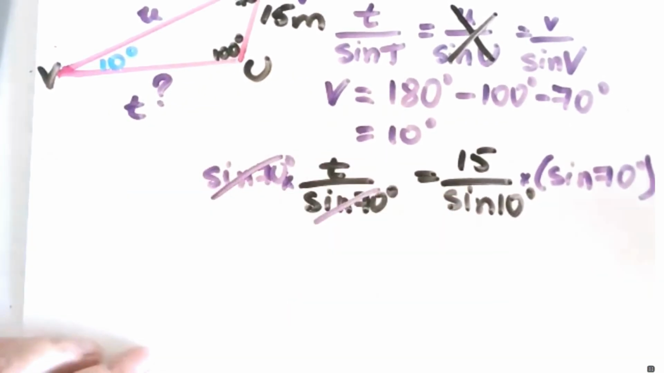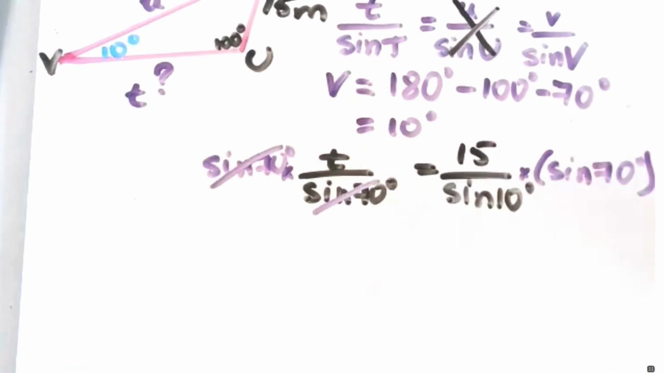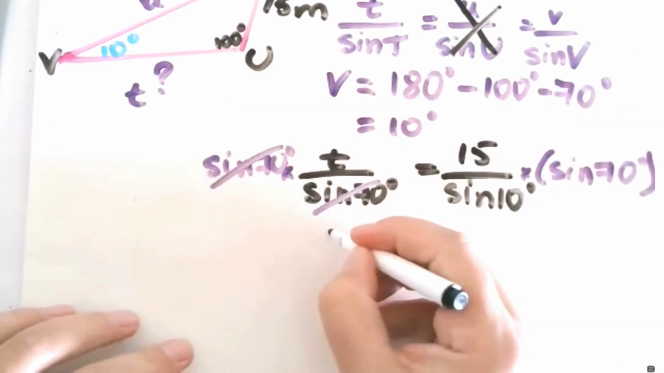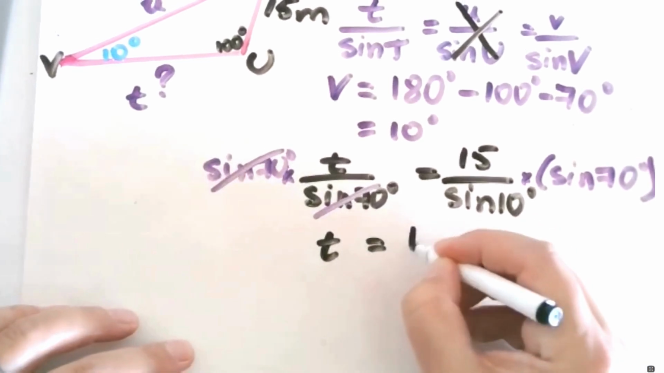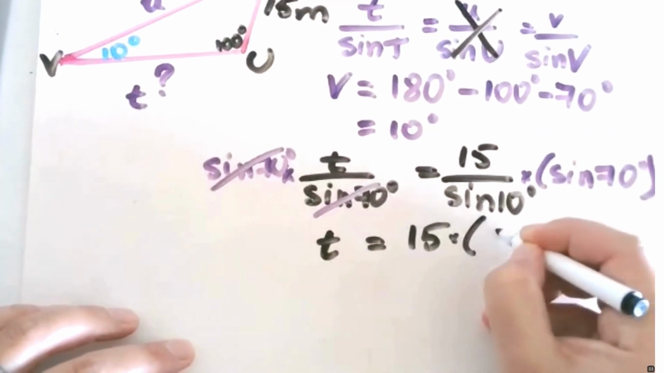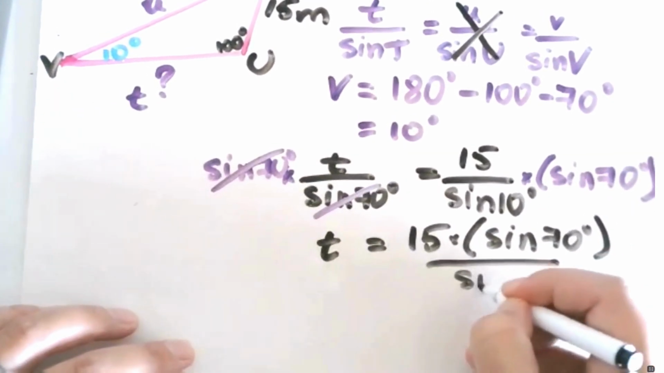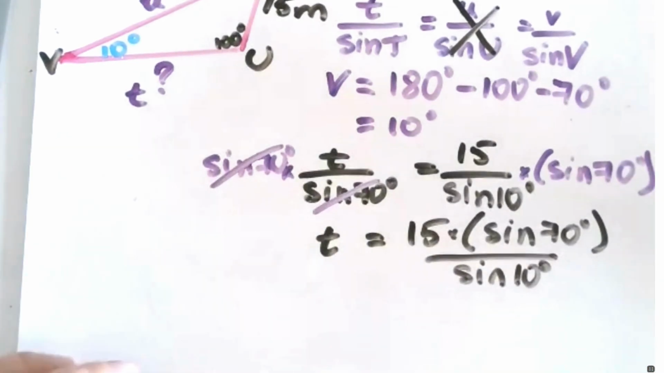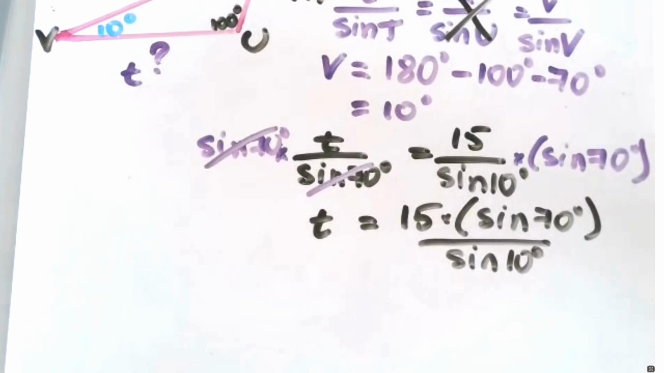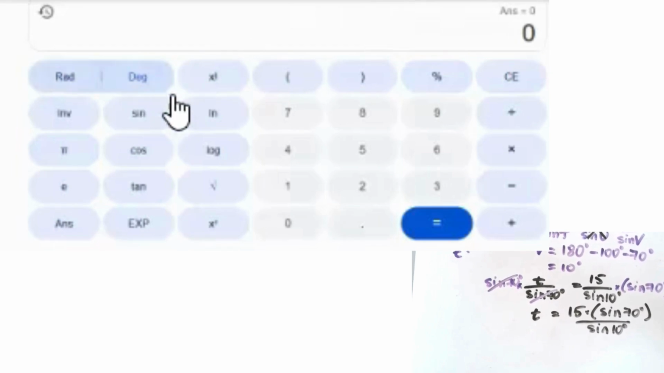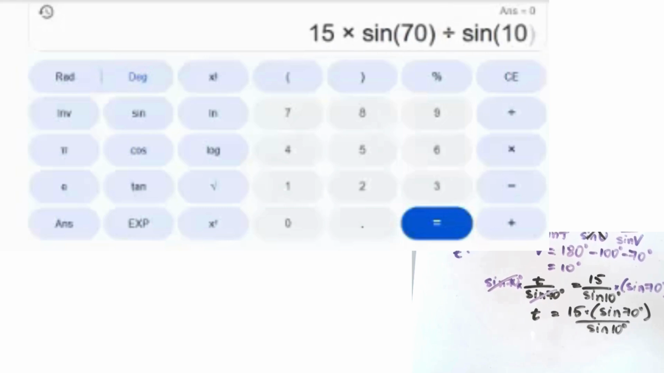These two cross out, they cancel each other, and now I'm left with t equals 15 times sine of 70 divided by sine of 10 degrees. Okay, now what do we do? This part is really easy, we just plug it into our calculator. If you are using a calculator, make sure you are in degrees. And now we can just plug it in. 15 times sine 70 and divide that by sine 10.